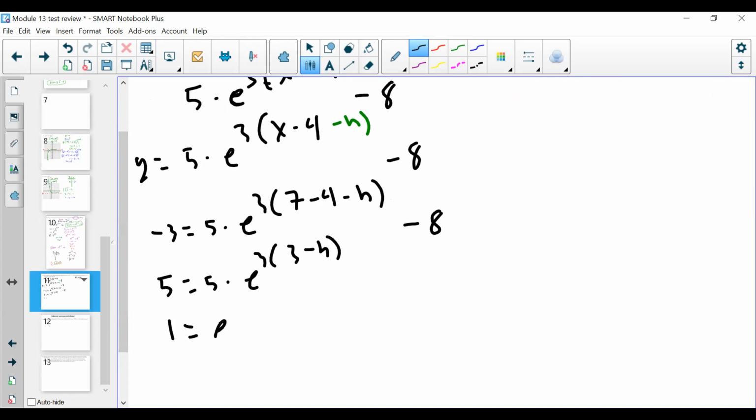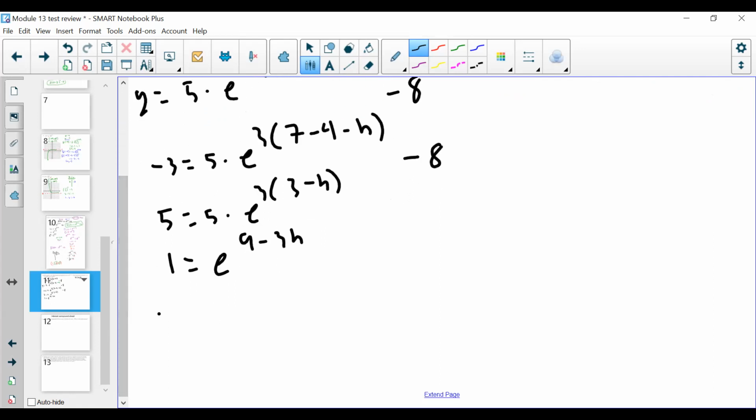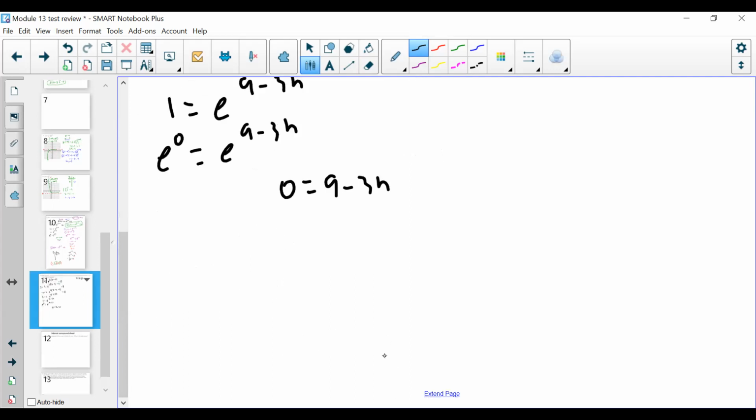1 equals e to the, you could distribute if you want to, 9 minus 3h. Well, 1 is the same as e to the 0 power. So 0 equals 9 minus 3h. Or you can add the 3h over, divide by 3, h equals 3. So when h is 3, that means I'm going to be moving right by 3.